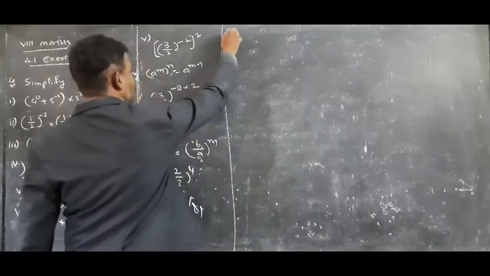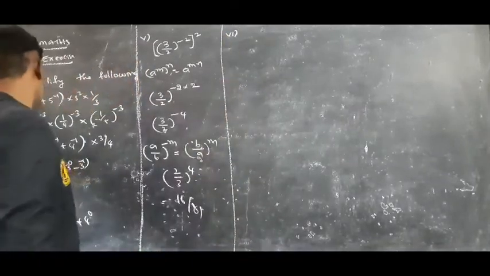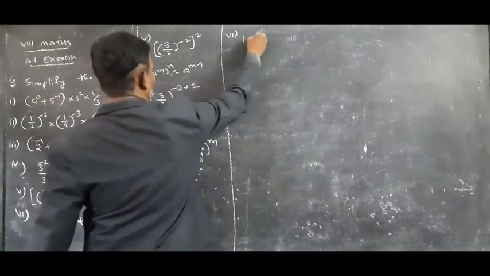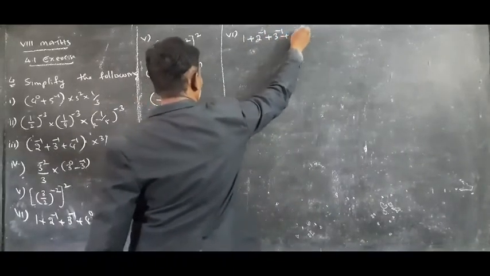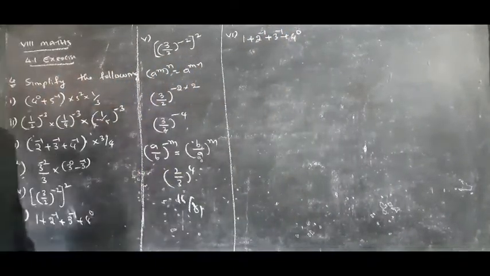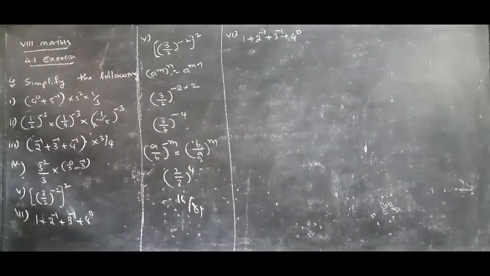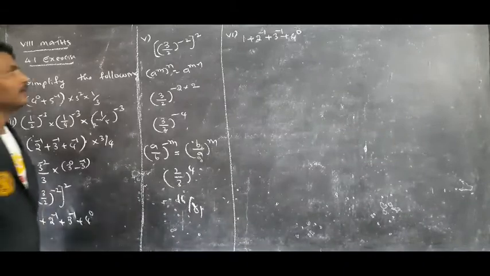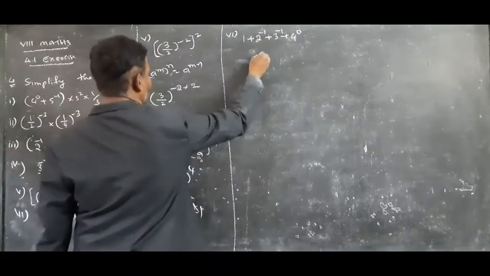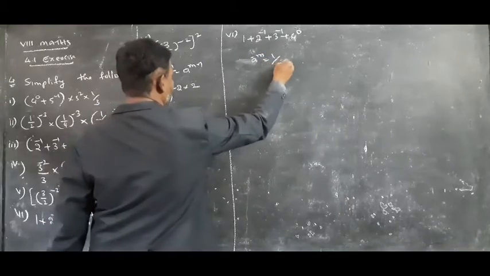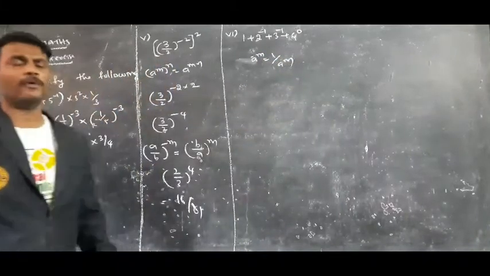Then what about the sixth question here? Sixth question: 1 plus 2 power minus 1 plus 3 power minus 1 plus 4 power 0. See here, what is the law of exponent? a power minus m we can write as 1 by a power m.